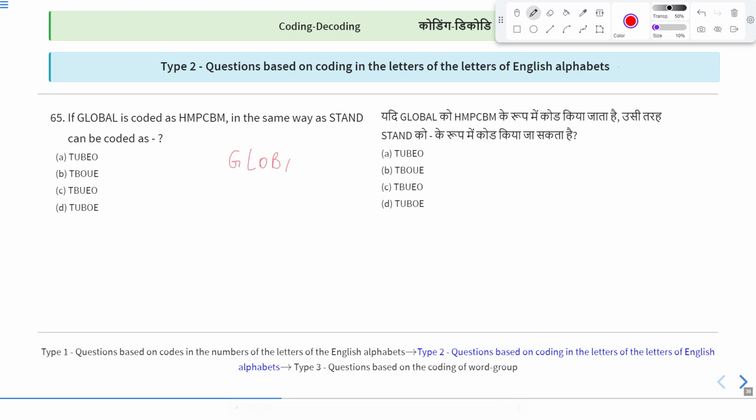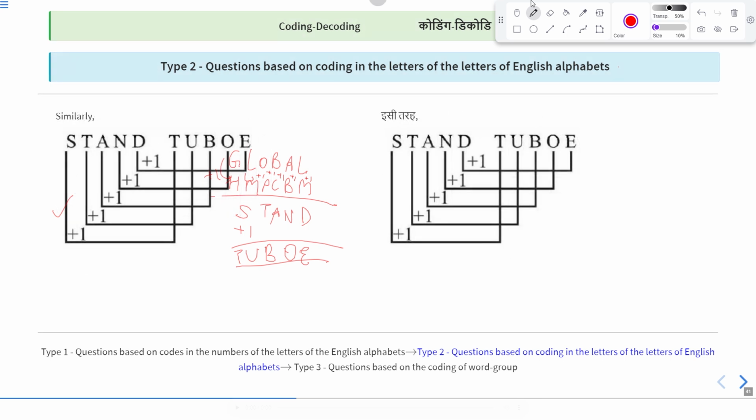Local. Can we have a plus 1? Okay. So stand: S plus 1, T plus 1, A plus 1, M plus 1, T plus 1, T, U, P, O, E.